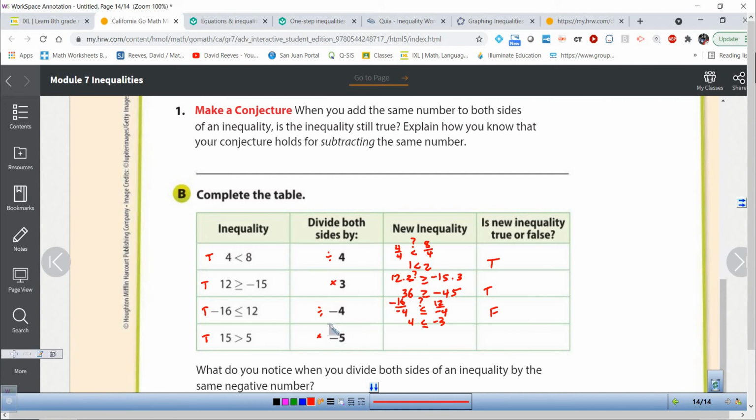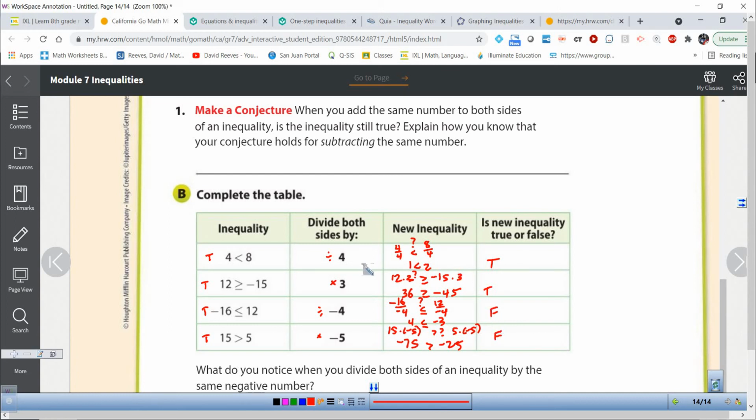That was dividing by a negative. That took my inequality that was true and made it false. What about multiplying by a negative? What about if I do 15 times -5, is it greater than 5 times -5? Well, 15 times -5 is -75. Is -75 greater than -25? Well, 75 is greater than 25, but -75 is much, much smaller. It's 3 times smaller. So this is also false.